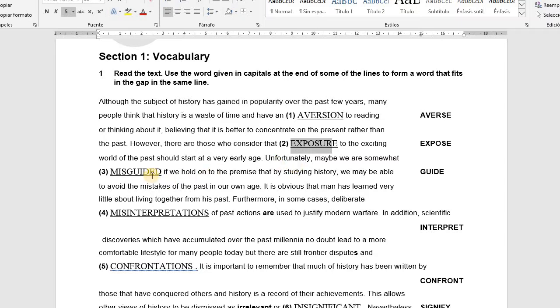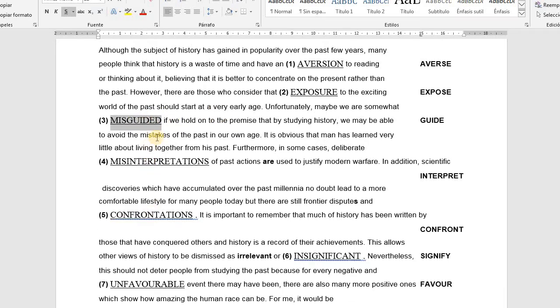Some didn't. Misguided, so like wrong, because we have been led to believe something that's not correct. Now, some of you put it in singular. You have to read the whole sentence to realize what is correct. Very often just looking at the word and at the gap, you get it right. But this can happen. It happens to me sometimes. I do it very quickly and I don't realize, perhaps because I don't have time.